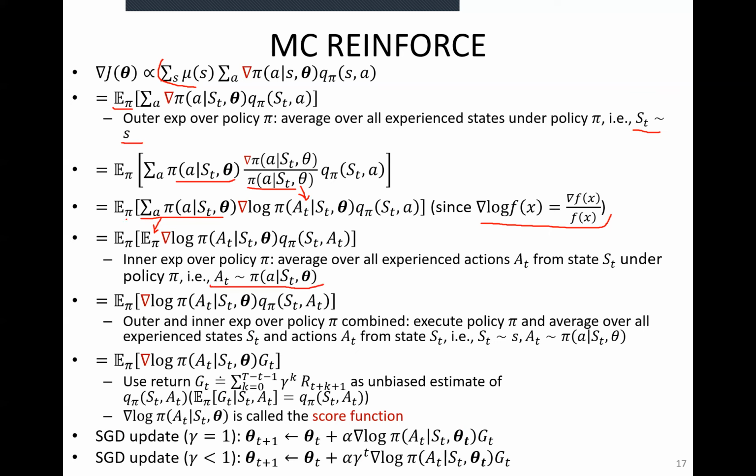So these two expectations can be merged because they are both expectations over policy pi. You can write it as a single one. So execute policy pi and average over all experienced states ST and action AT from state ST. So this is the two samples combined into one operator, expectation over pi. And then you can write this guy.